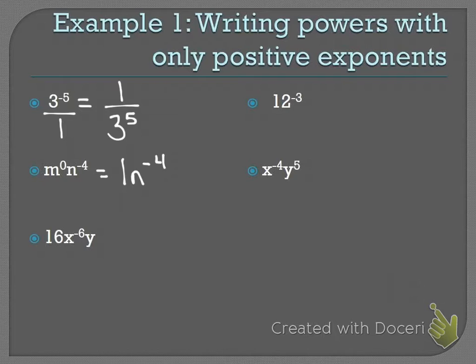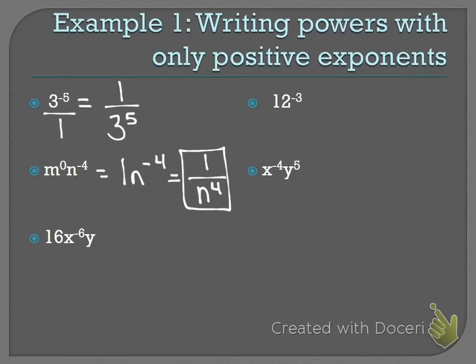The only one that has the negative exponent, which one is it? n to the negative fourth. So now I leave my 1 on top, and I move n to the fourth to the bottom, so I can write it as a positive exponent. If I have a negative exponent, I can write it on the opposite side of the fraction and it becomes positive.